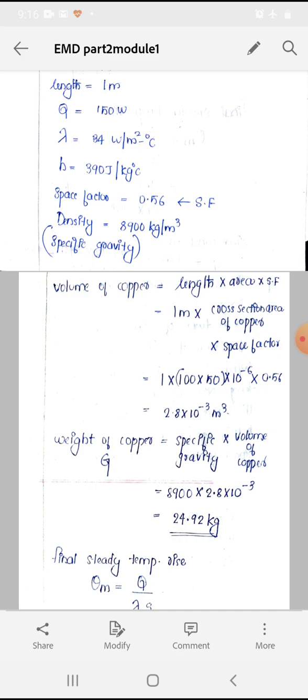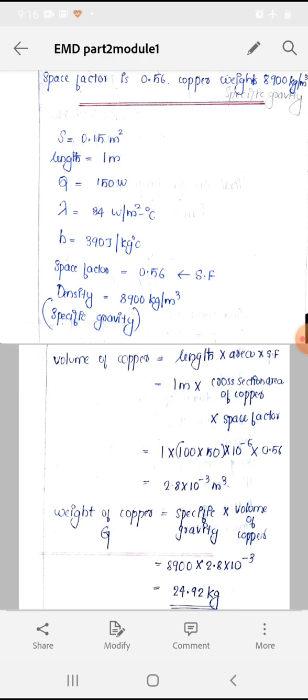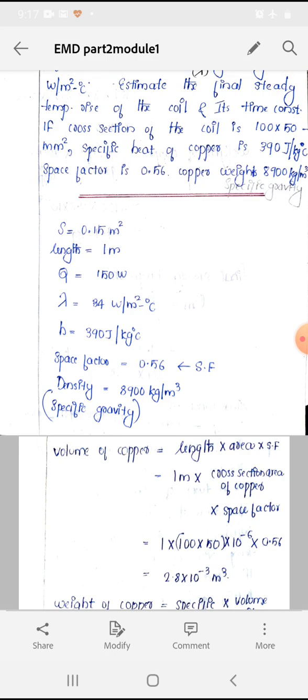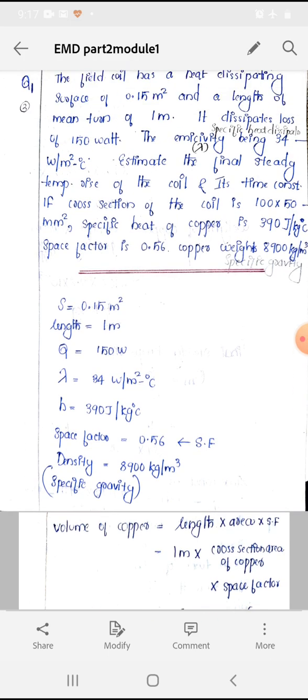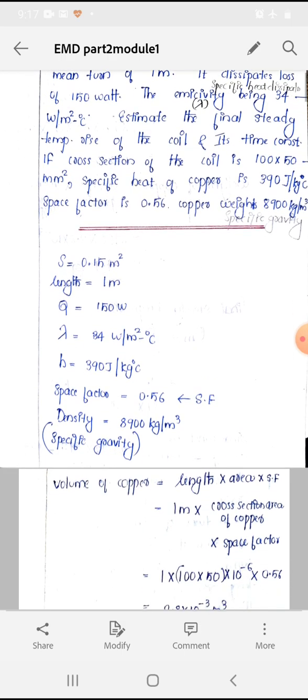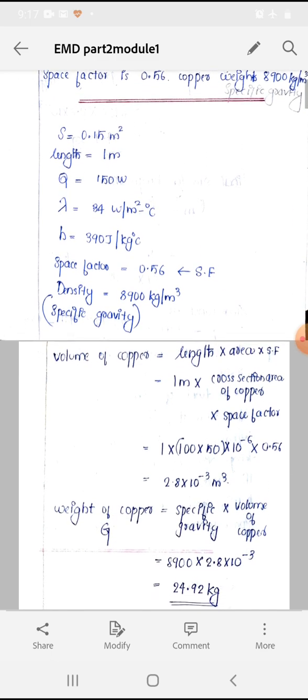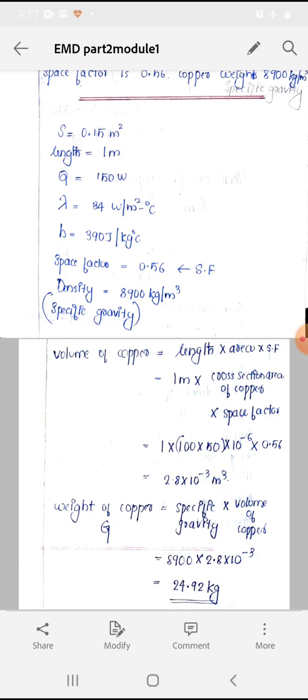The volume of copper is not given in the question, but we know the length, area and space factor, so we can find the volume of copper easily. Volume of copper is equal to length into area into space factor. Since space factor is given, we have to take the space factor also. Length is given as 1 meter. Area is the cross section area of the copper, that is 100 into 50 in millimeter square, so into 10 raised to minus 6, into space factor, which is given as 0.56. So the volume of the copper we got as 2.8 into 10 raised to minus 3 meter cube.